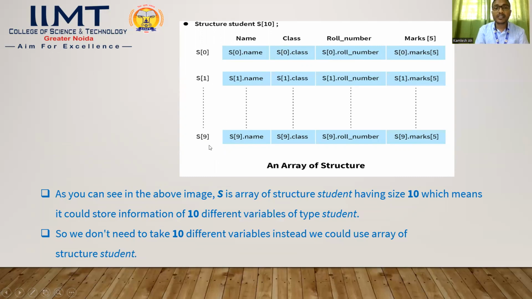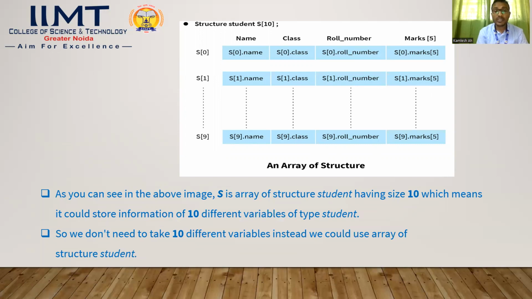Okay, if the size is 1000, then S9, S99, S100, S90, 99, and 1000. This type of record, this array of structure, holds in the memory. As you can see in the above image, S is an array of structure student having size 10, which means it could store information of 10 different variables of type student.